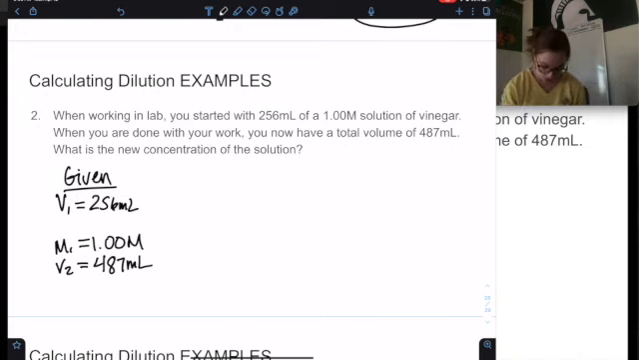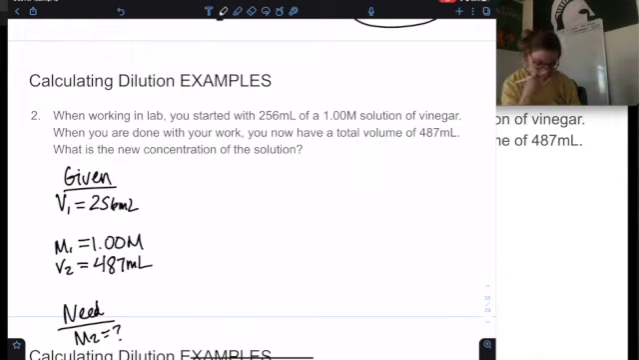We now need to figure out what we need as well. So our need, N-E-E-D, is what is the new concentration? If we're talking about a concentration, we're talking about a molarity. So new molarity is going to be M2 equals question mark. So that being said, let's check this out and decide if there's anything we need to convert. Ding, ding, ding! Red flag, ring the bell, something's wrong. I have milliliters, not liters, so I'm going to need to convert these two values.